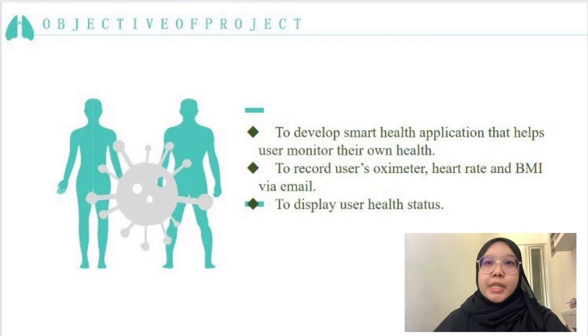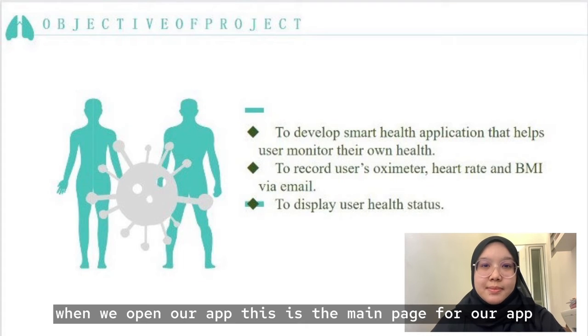We have three objectives for our project. The objectives of our project are to develop a smart health application that helps users monitor their own health. Secondly, to record user oxygen rate, heart rate, and BMI via email. And lastly, to display user health status.